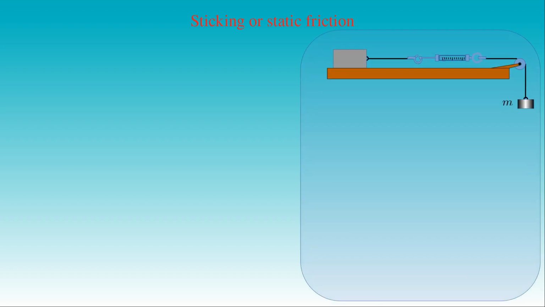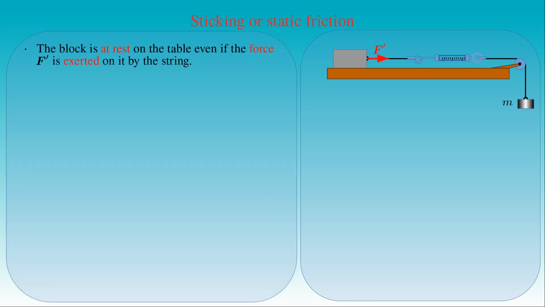The second type of friction presented here is sticking or static friction, which can also be demonstrated with the experiment setup applied for sliding friction. Let's suppose that the block is at rest on the horizontal surface of the table, which is connected to the weight with a string over the pulley attached to the table. The block starts to slide on the surface only if the force F' exerted on the body in the direction parallel with the surface reaches a given threshold.